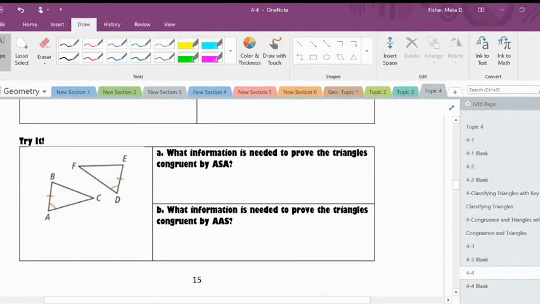What information is needed to prove the triangle is congruent by angle-side-angle? Well, I have an angle and then a side and then an angle. So I would need to have angle B congruent to, I have an angle, I have a side, I have an angle. That would need to be angle E.